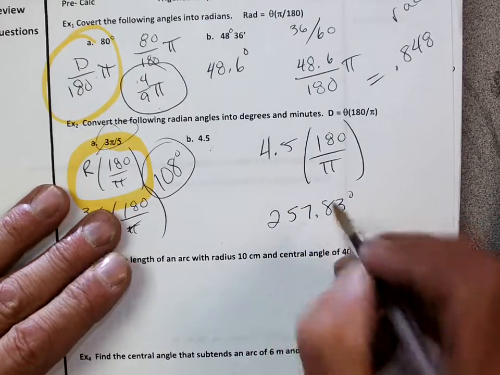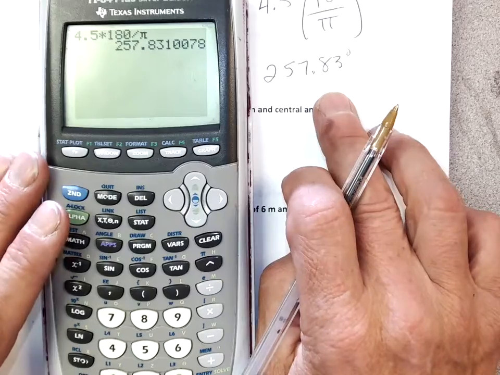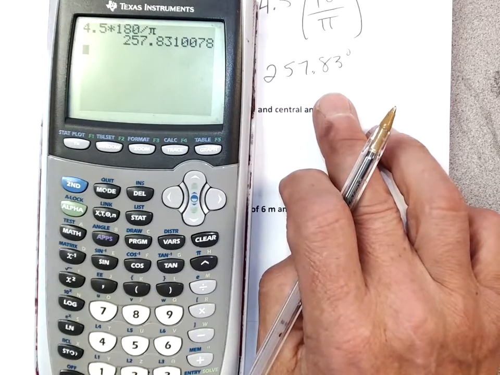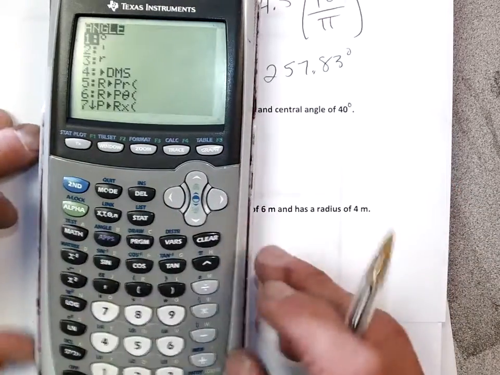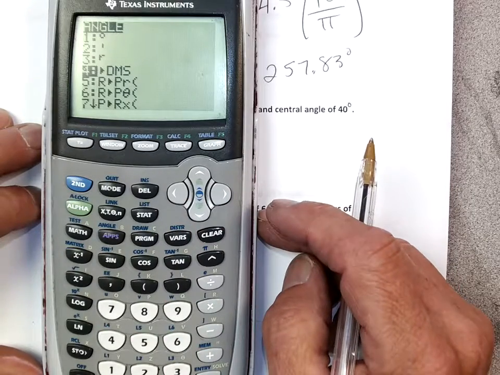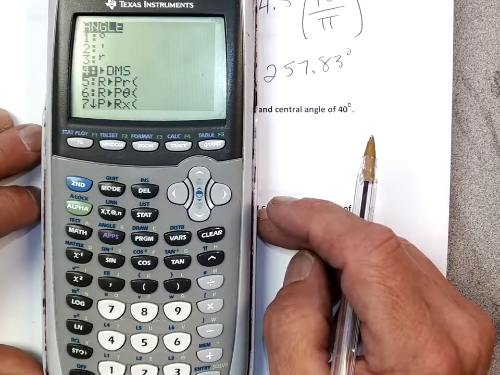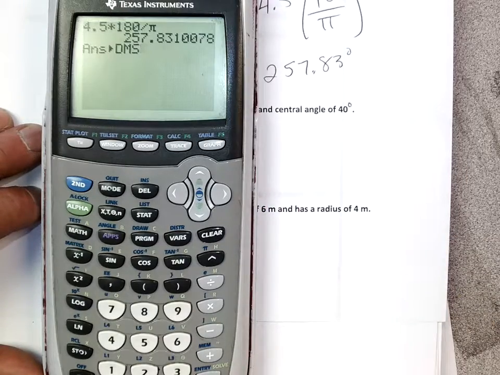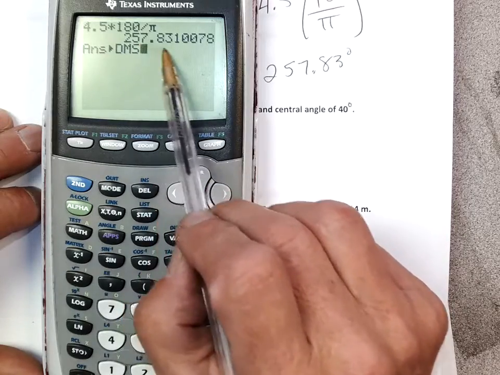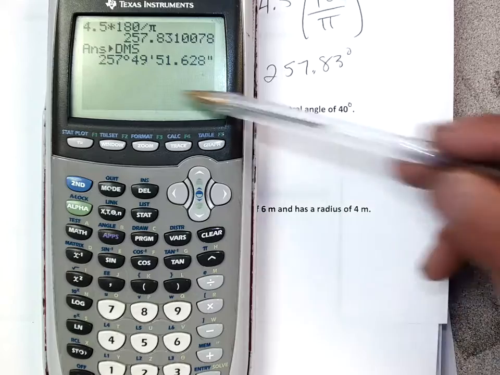257.83 degrees. Now, if I want to change that to degrees and minutes, there's a cool button, probably where the angle button is. There's this thing called a DMS. What do you think that stands for? Degrees, minutes, seconds. So you can take that answer, 257 degrees, 0.8, and I hit that. So it's really 257 degrees and about 49 minutes, okay?